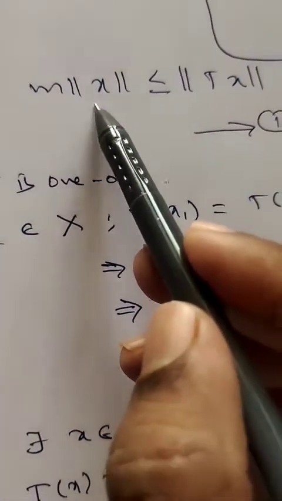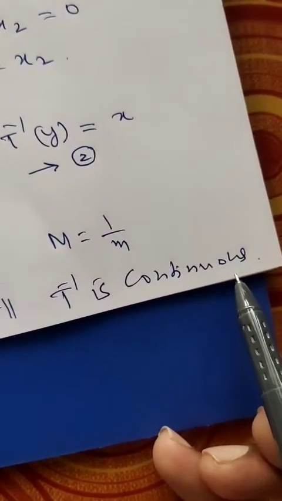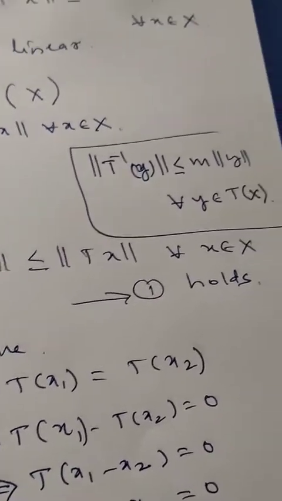Thus we have assumed that m times norm of x is less than or equal to norm of T of x, and we have shown that T inverse is continuous or bounded. Okay, one way we have proved. Conversely, we assume that T inverse exists and is continuous on its domain of definition. Then we will show the condition 1 holds true.